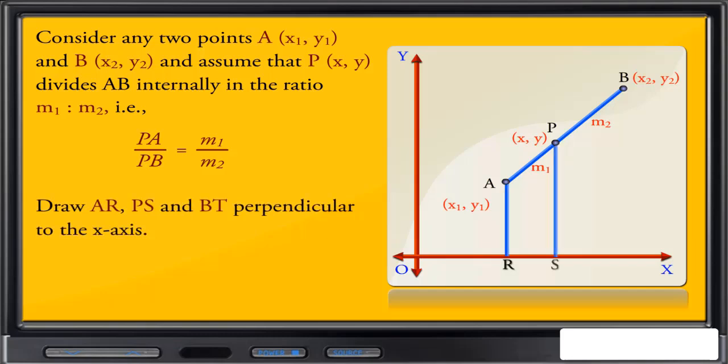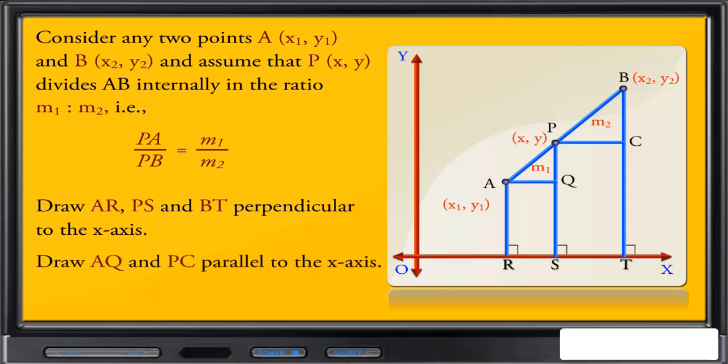Draw AR, PS and BT perpendicular to the x-axis. Draw AQ and PC parallel to the x-axis.